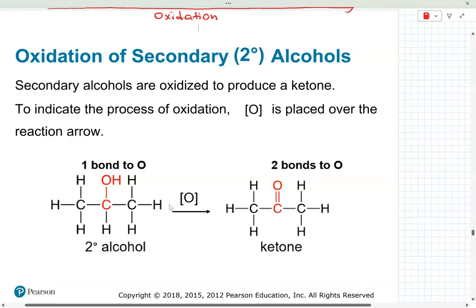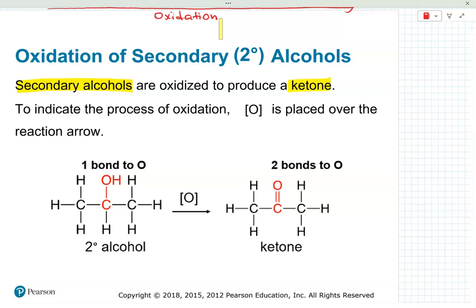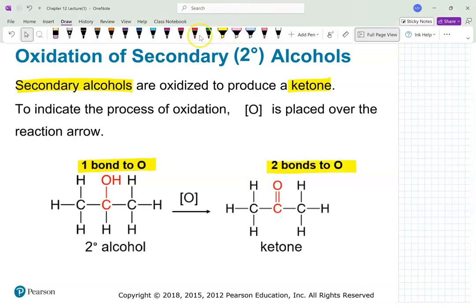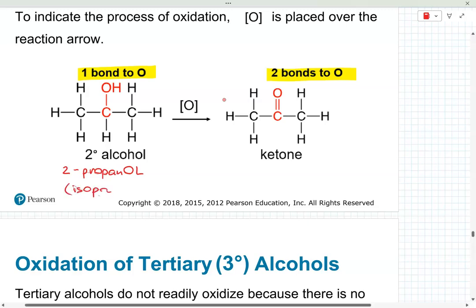Now what about secondary alcohols? So now that you are familiar with the whole concept, secondary alcohols are oxidized to ketone. How many carbon-oxygen bonds do we have on the left? On the right? 2. So what you have on the left is 2-propanol, or another term, isopropanol. On the right, you have propanone.